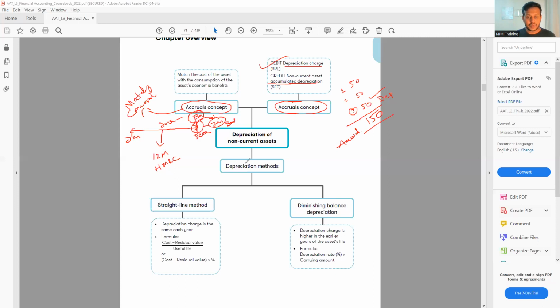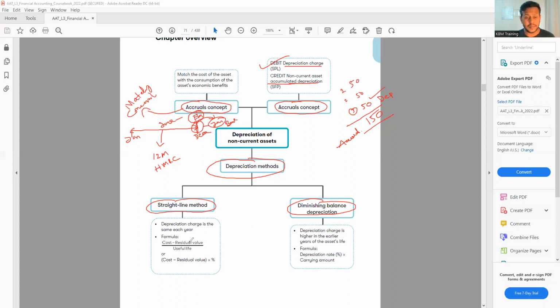Then you have a method of depreciation. How can we calculate the depreciation? It is very important to understand the method of depreciation. We have the straight line method and we have the diminishing balance depreciation. With the straight line method, the depreciation charge is the same every year. The formula is cost minus residual value.